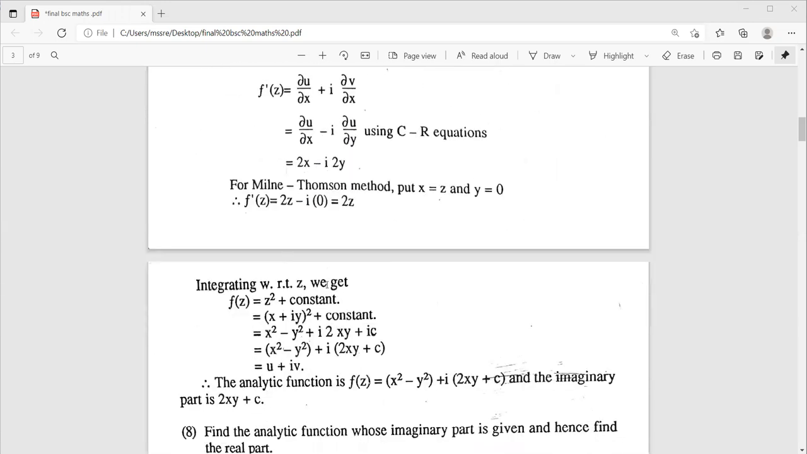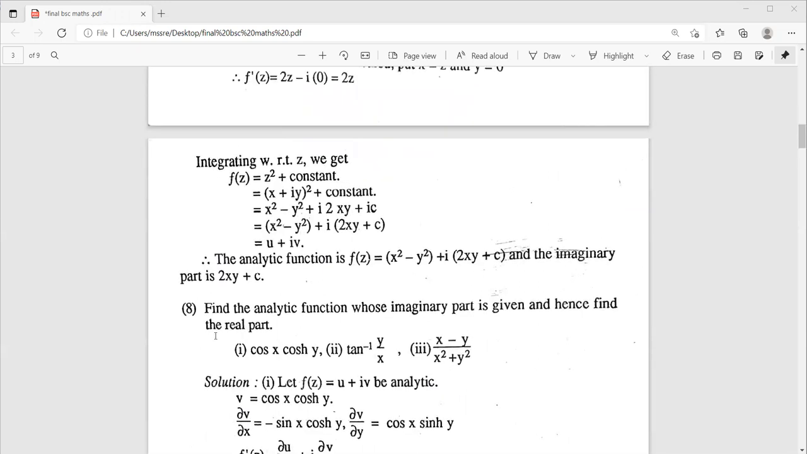Okay, let us go to the next problem. Find the analytic function whose imaginary part is given, hence find the real part. In this, we have to find the analytic function. The imaginary part is given.